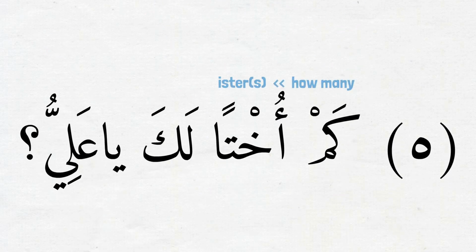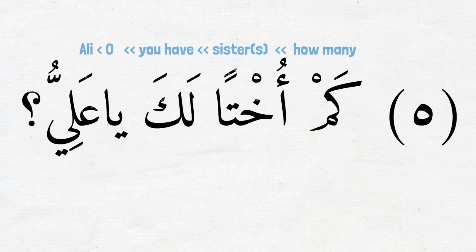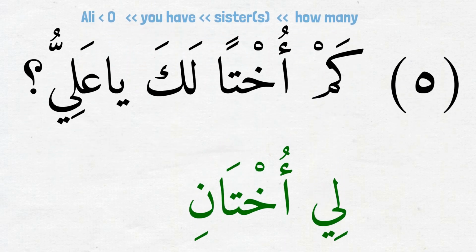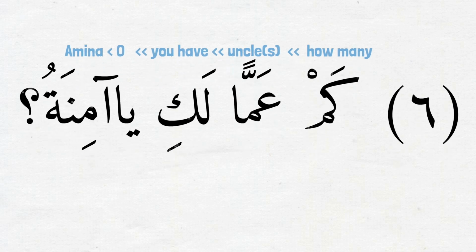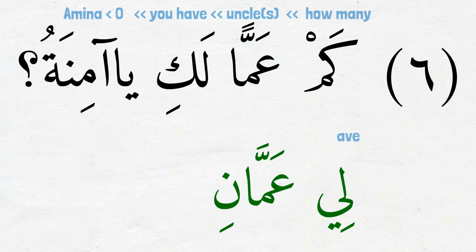Question 5. كم أختا لك يا علي? How many sisters do you have, O Ali? Ali's response should be لي أختان. I have 2 sisters. Question 6. كم عما لك يا آمنة? How many paternal uncles do you have, O Amina? How do we say I have 2 uncles? It should be لي عمان.